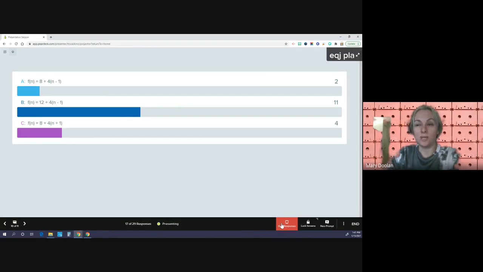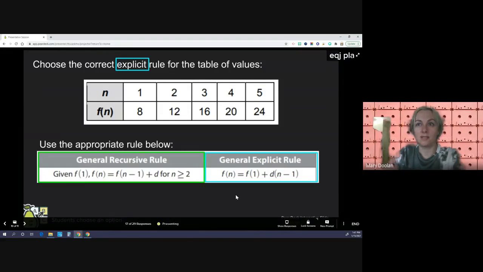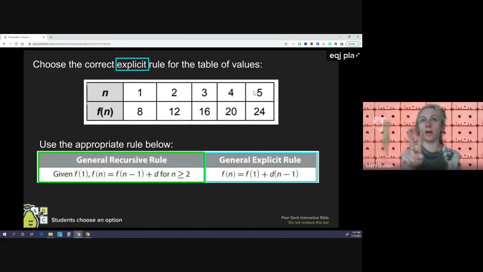So most of us are picking B. Let's look here. So just kind of ignore the rules for a second and just look at the table. I just told you guys that you have to know two things to figure out the rule. You have to know what f of 1 is, and you have to know what the common difference is.